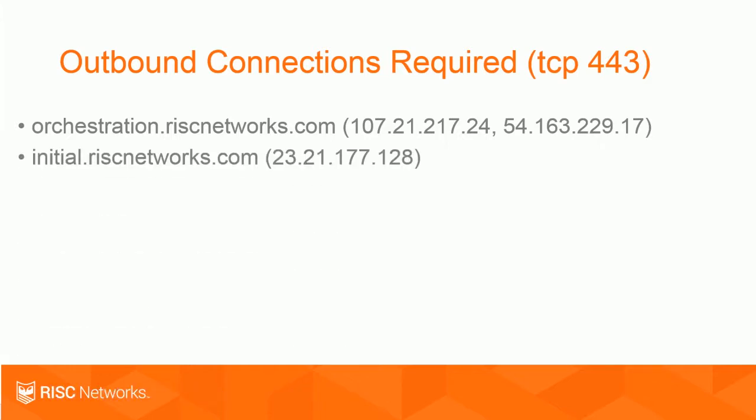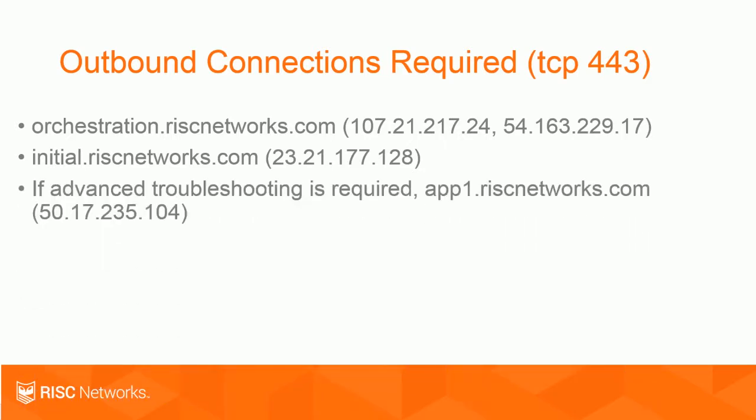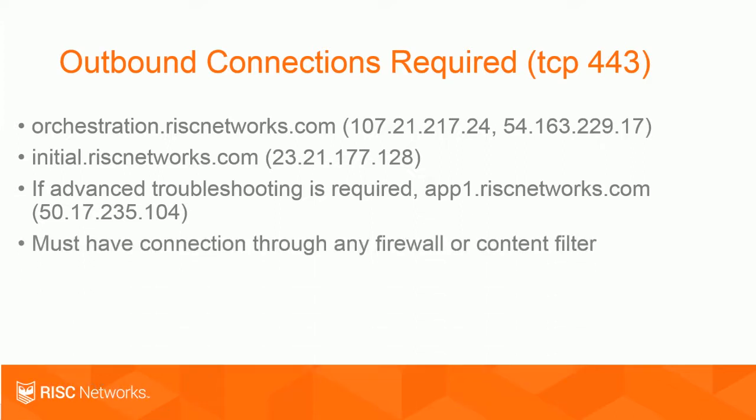Next, you will need to open access to initial.riscnetworks.com, which is 23.21.177.128. If advanced troubleshooting is required, you will need to open access to app1.riscnetworks.com at 50.17.235.104. The connections must have access through any firewall or content filter. It is also important to know proxies are not supported at this time.